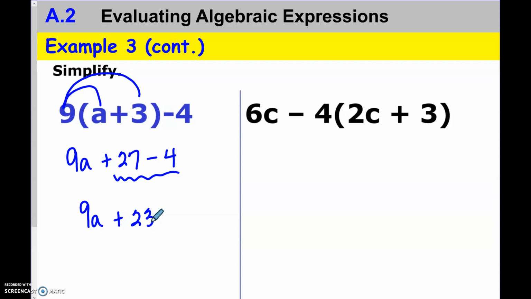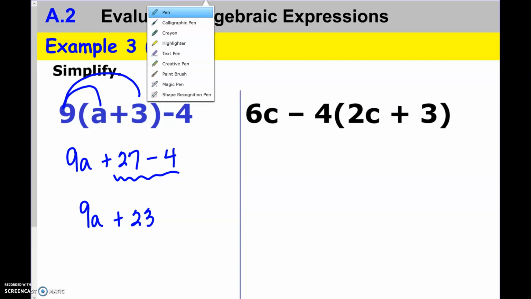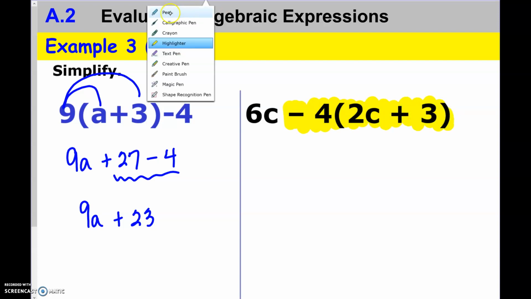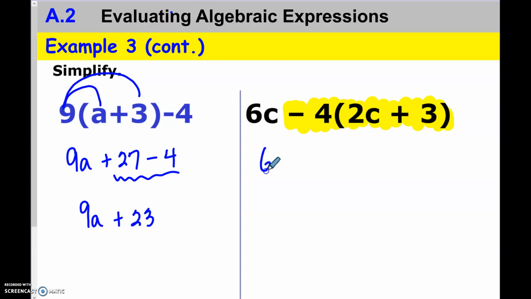All right, the second problem here in black, it looks like we have the distributive property here. So what I'm going to focus on first is just this part, okay? I'm going to do this part first and do my distributive property. So I'm going to keep my 6c, and I'm going to take negative 4 times 2c. Don't forget about this sign. So it's negative 8c. And then I have to distribute the negative 4 to the 3. So negative 4 times 3 is negative 12.